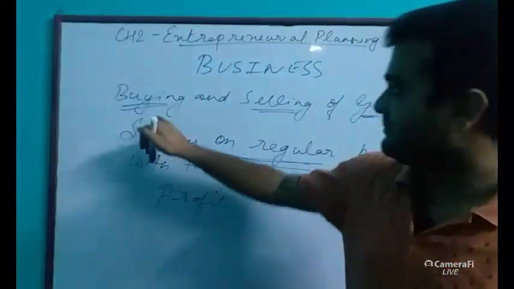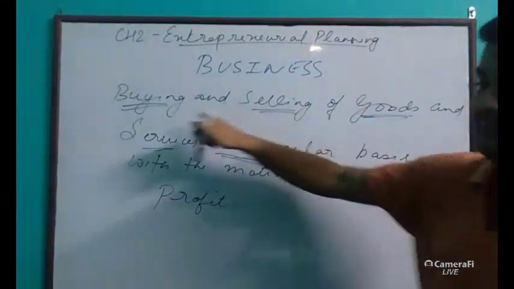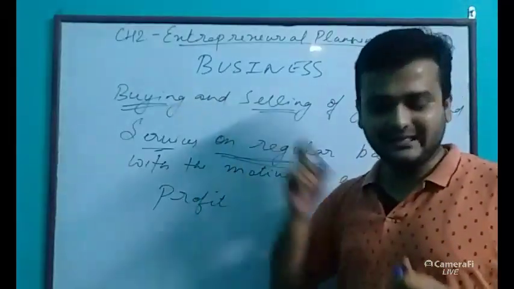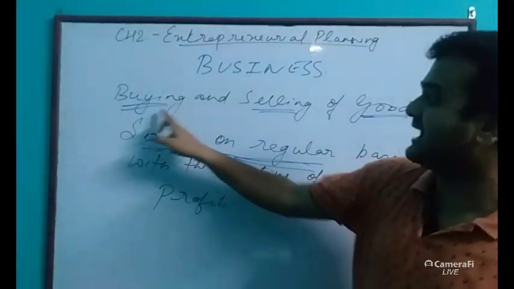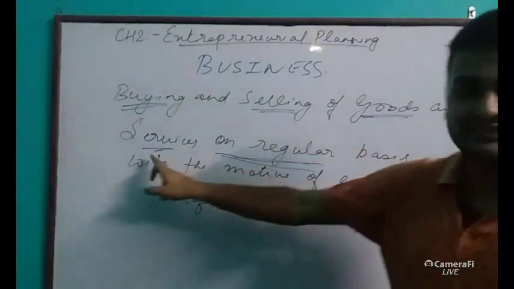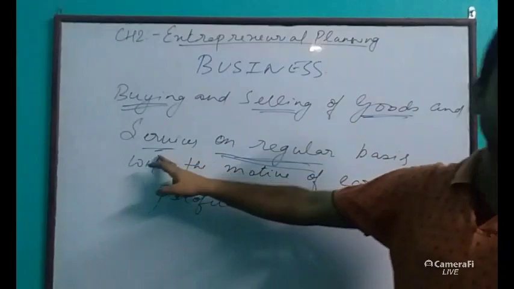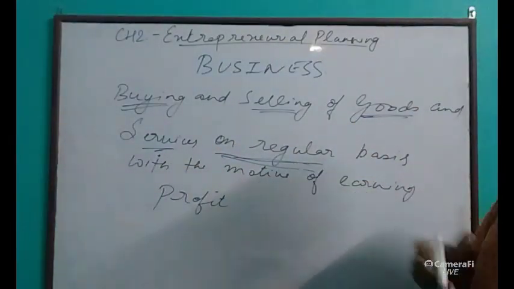Understood? So, buying and selling. I'm underlining with blue ink. These lines are important. Buying and selling of goods and services. Buying and selling of goods and services on a regular basis.